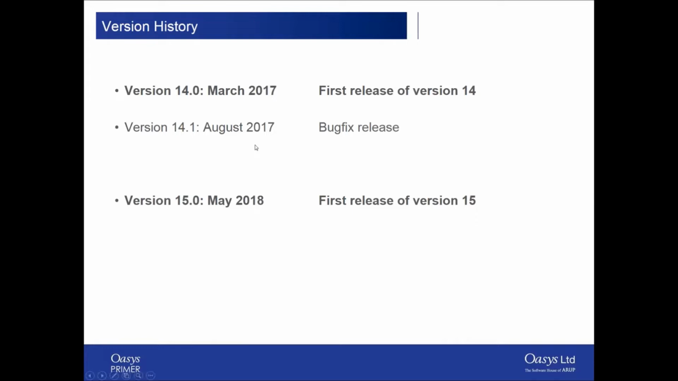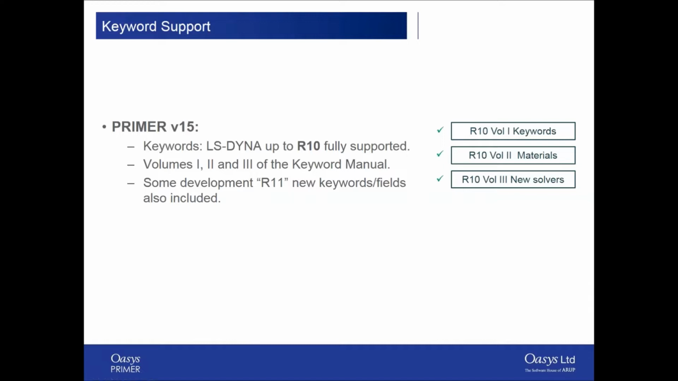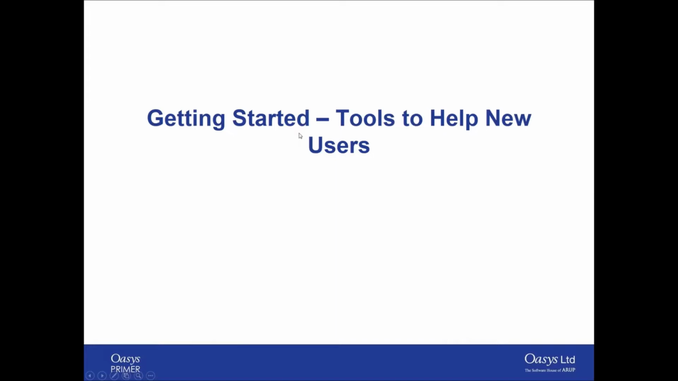Now, in terms of LS-DYNA keyword support, Primer 15 will support everything up to and including R10 of the LS-DYNA keyword manual. So that's across volumes 1, 2, and 3. And also some development R11 keywords and fields are supported as well. So I'm just going to go through some of the new features that you'll find in version 15.